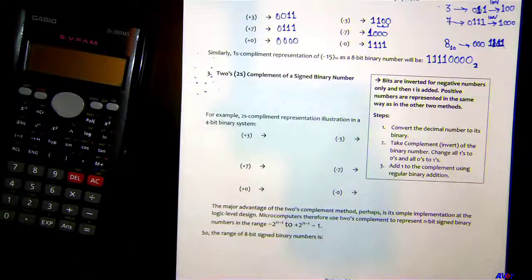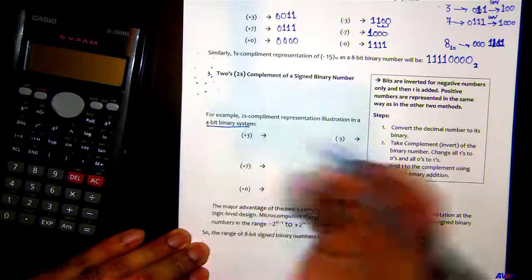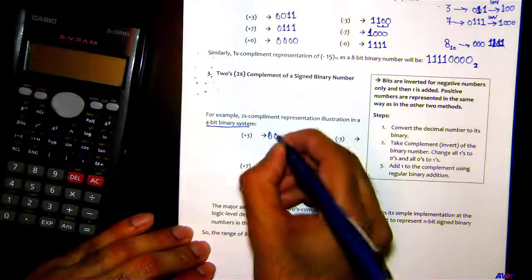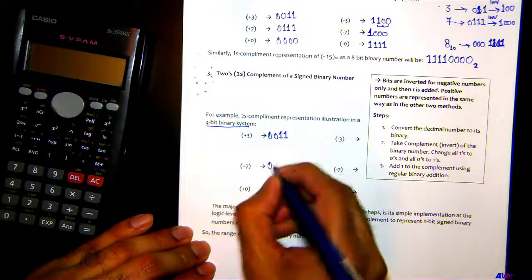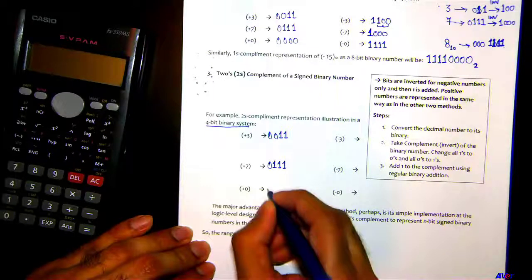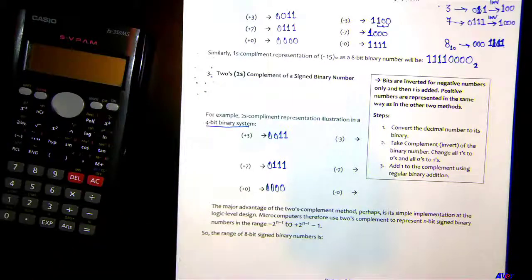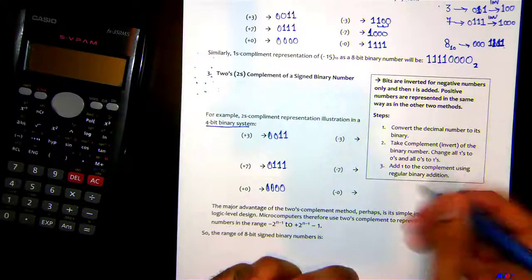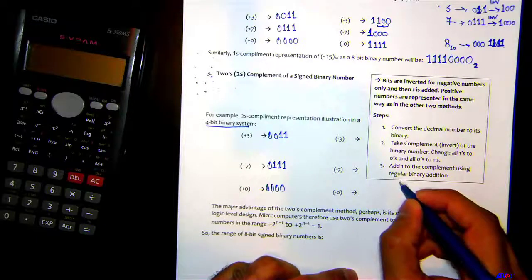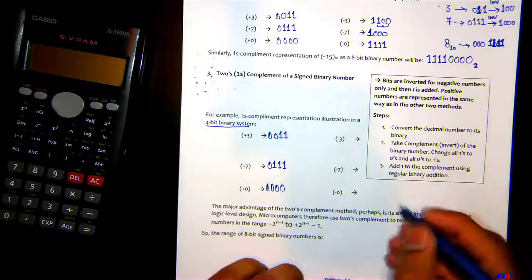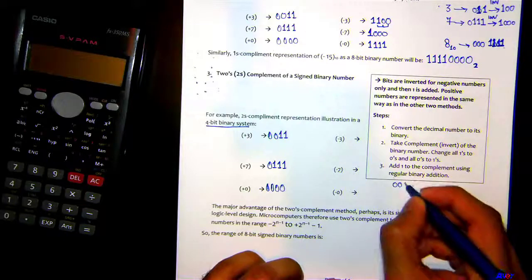What about +3? Again, it's a 4-bit binary system. So the code will be 0011, right? And then -3. What is the first step for taking the 2's complement? Binary. Okay. So what is the 4-bit code for 3? 0011. Correct.